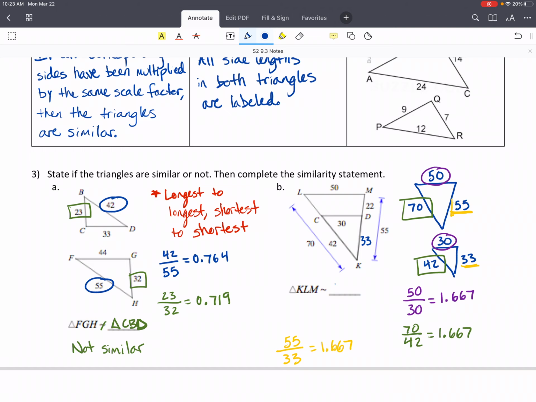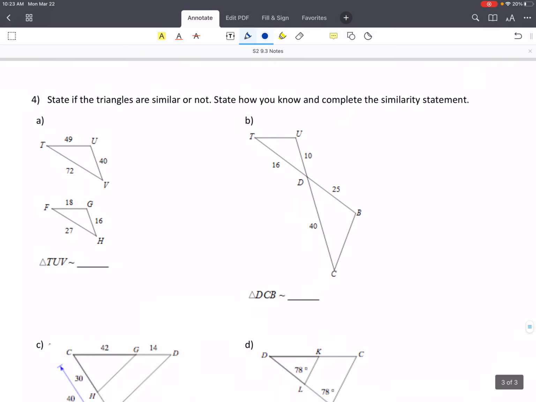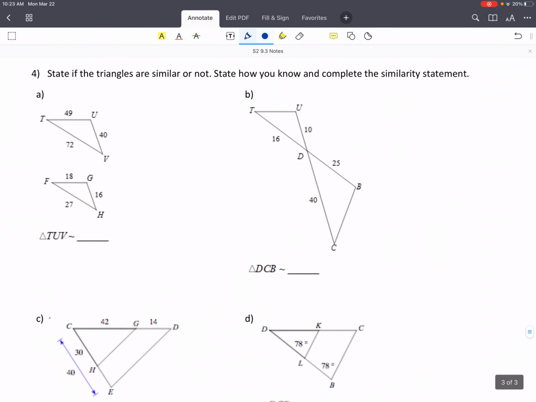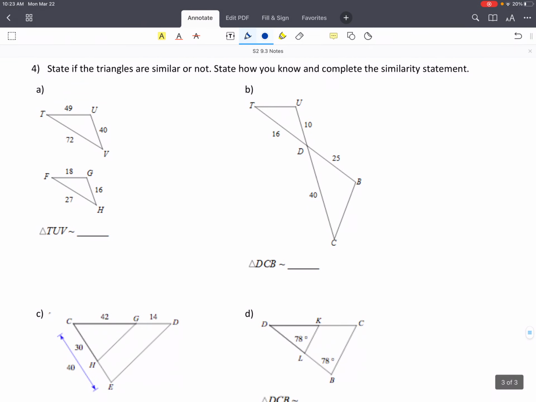So this one, triangle KLM, so KLM, that means I'm going to go KCD, by side, side, side similarity. So now our last page of these notes is just throwing it all together and deciding which method to use.